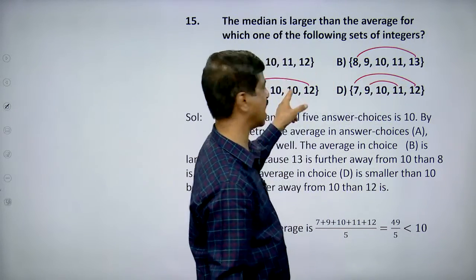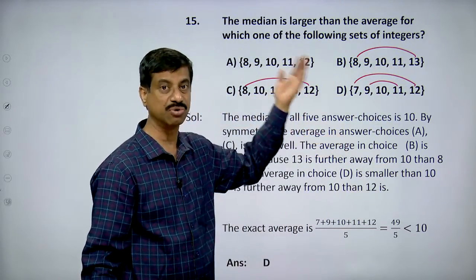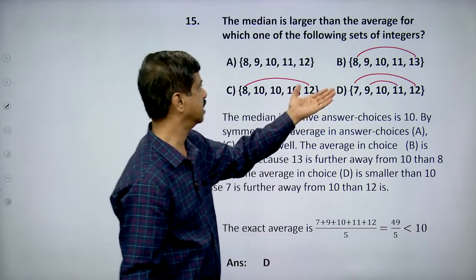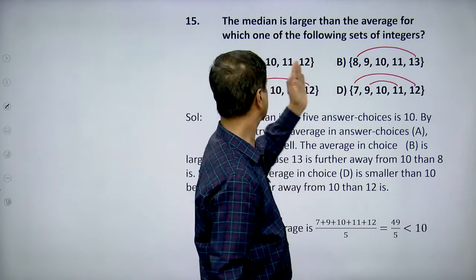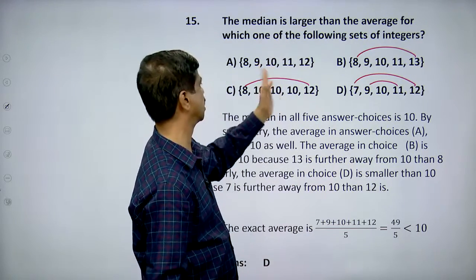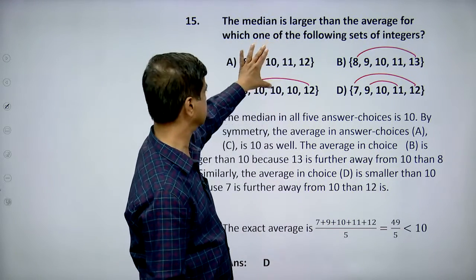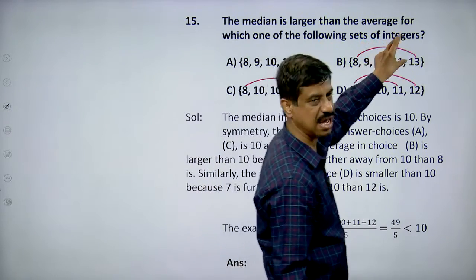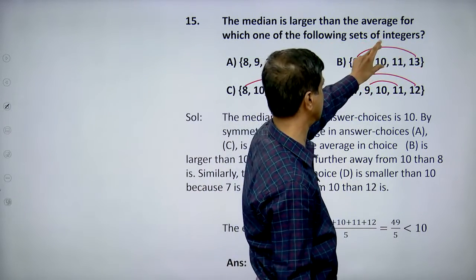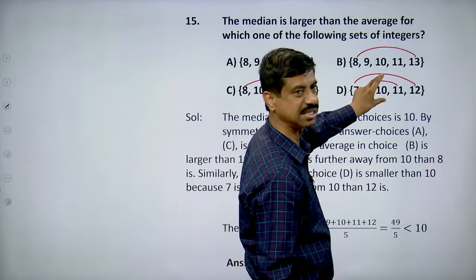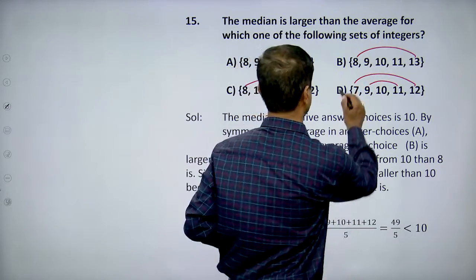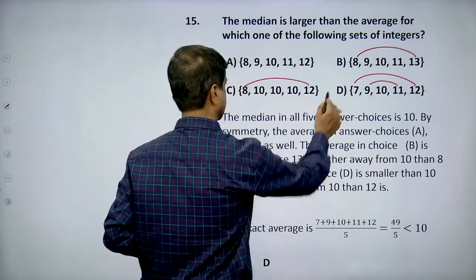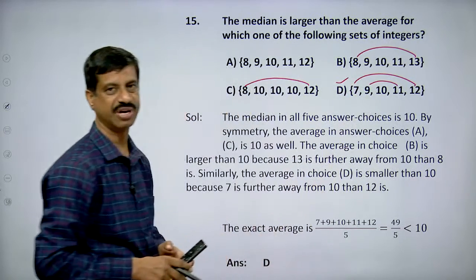In all the other cases the average is higher than 10 or equal to 10. In this case we got higher than 10. In these two cases we got equal to 10. Therefore the average is equal to the median in these cases. The average is lesser than the median in this case, more than the median in this case, and lesser than the median in this case. So the answer is option D. Option D. Right, children, please note it fast, quick.